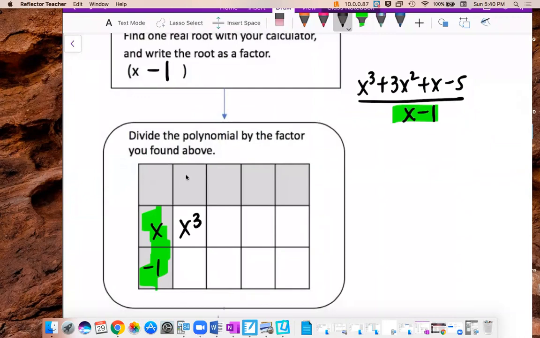So let's see, this top box has to be an x squared. This box would have to be a negative x squared. And then I know my diagonals are going to have to add up to be 3x squared. So it's at negative x right now, so that means this one would have to be a positive 4x squared to make that work. So then the box above it has to be a 4x. This has to be a negative 4x.